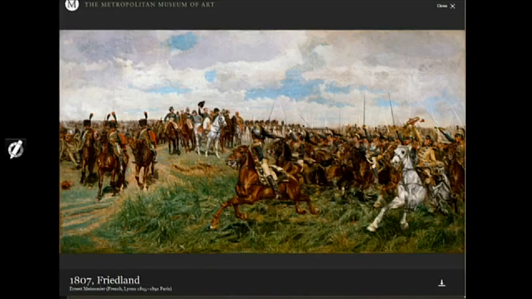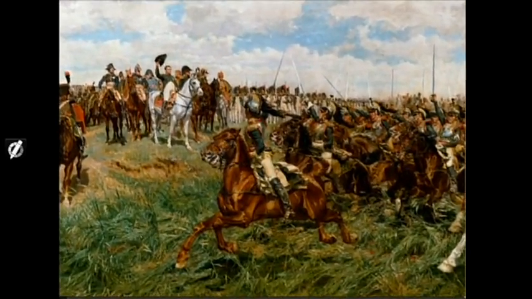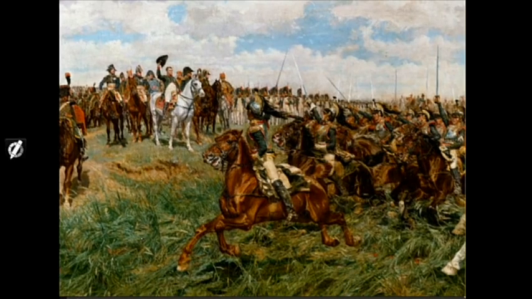This painting of the Battle of Friedland, this is the charge of the cuirassiers, the French cavalry going forward to defeat the Russians. This is a wonderful image I'm showing courtesy of the Metropolitan Museum of Art. Notice some of the details here, the gallantry of the cavalry before their emperor.